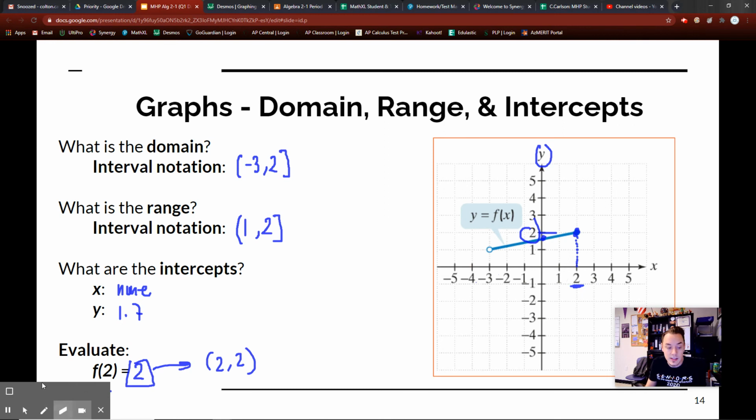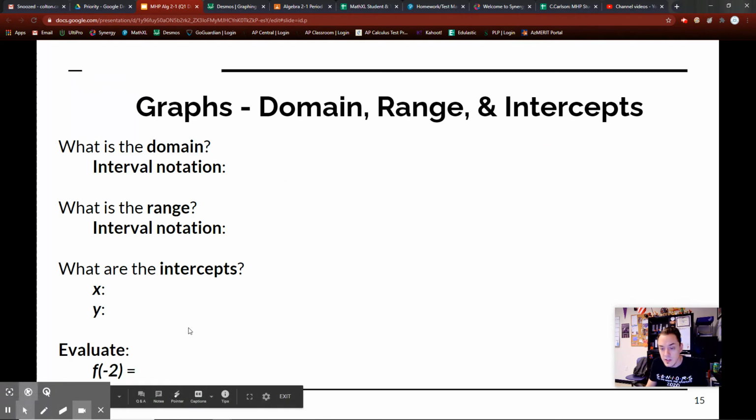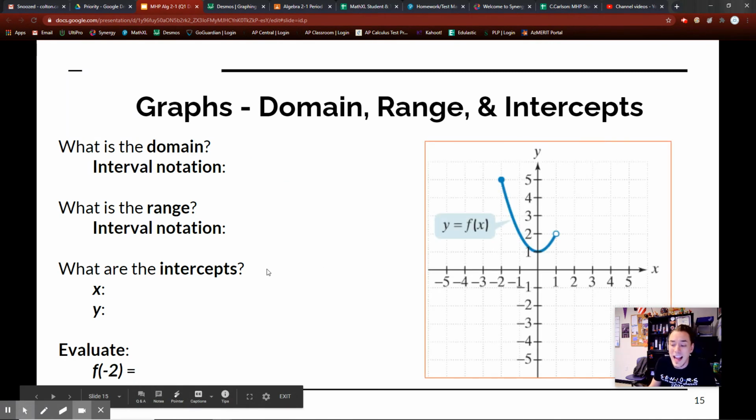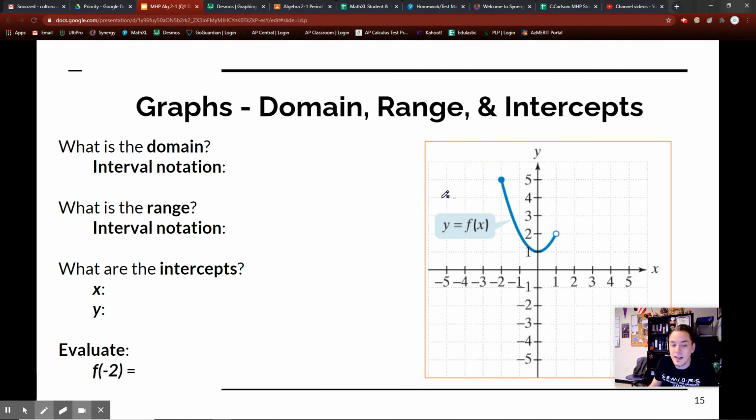So let's erase. Let's continue. Let's get another funky one. It's kind of like half a parabola, kind of deteriorated a little bit. My domain, left to right, right? Yes, left to right. Where does it start existing? It starts existing right here at -2 since it's closed. Brackets. Okay? Keep going. Where does it stop existing? Right here at 1. And since it's an open dot, I'm going to put parentheses.